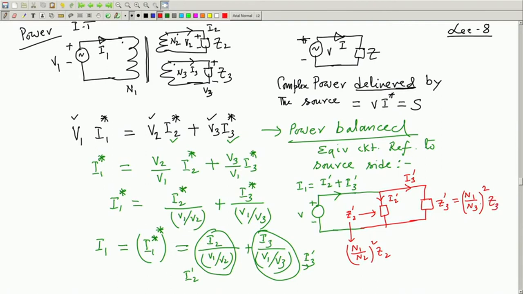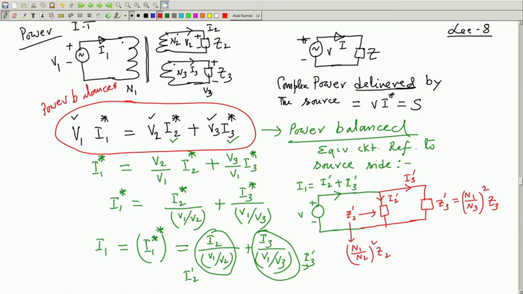So, you see, if there are several secondary coils and each one of them is supplying load, then the equivalent impedances referred to the primary side will not be in series, they will be in parallel. A lot of problems you will be able to handle when ideal transformers are connected in different ways, supplying different kinds of load. So, this power balance is very useful. Try to use that.